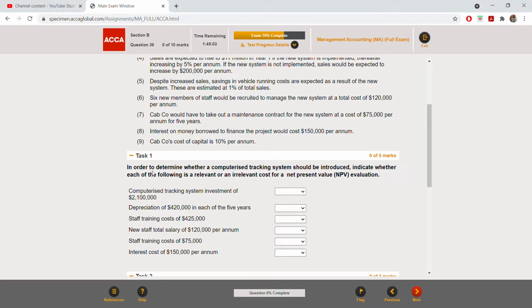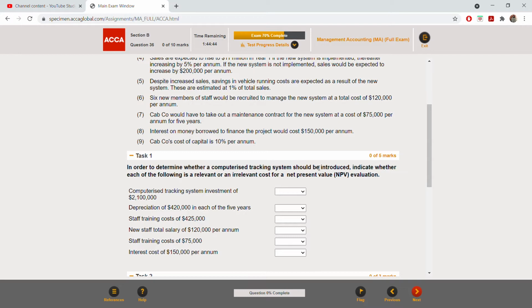Now coming to this: in order to determine whether a computerized tracking system should be introduced, indicate whether each of the following is a relevant or an irrelevant cost for the net present value evaluation. So you have to know which cost is relevant and which cost is irrelevant. That also you have to understand.